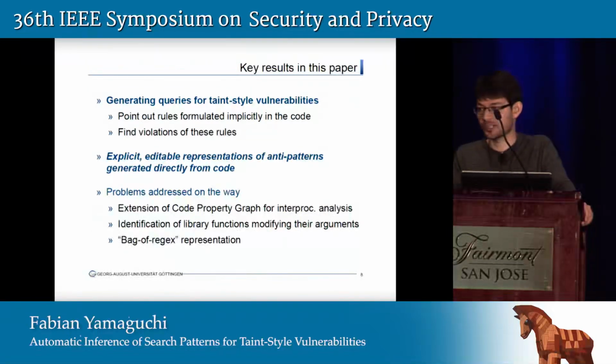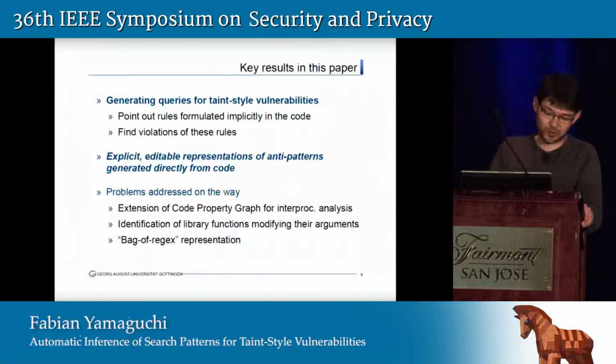On the way to generating these queries, we need to address a couple of different problems. First of all, we extended the code property graph for interprocedural analysis, and there's a heuristic in the paper to identify library functions which are likely to modify their arguments, as for example, the n2s function that you saw earlier.